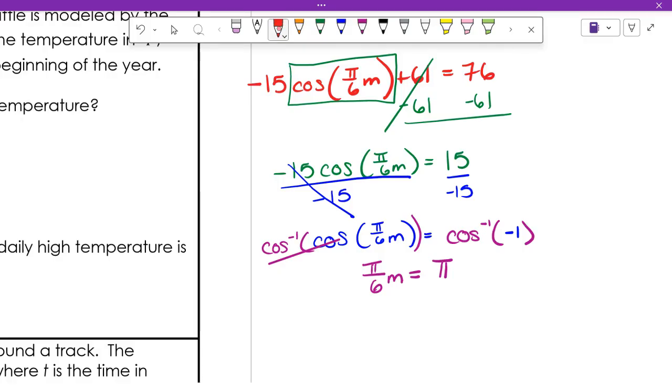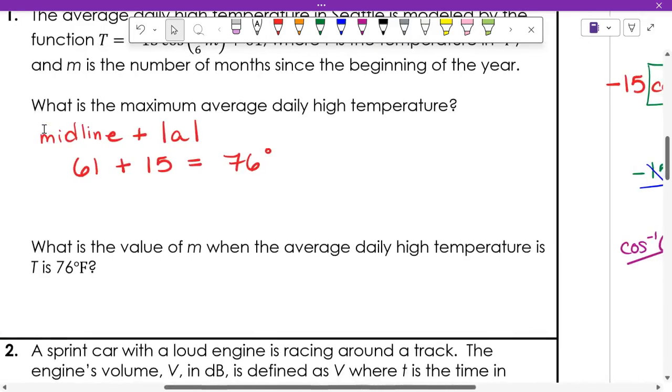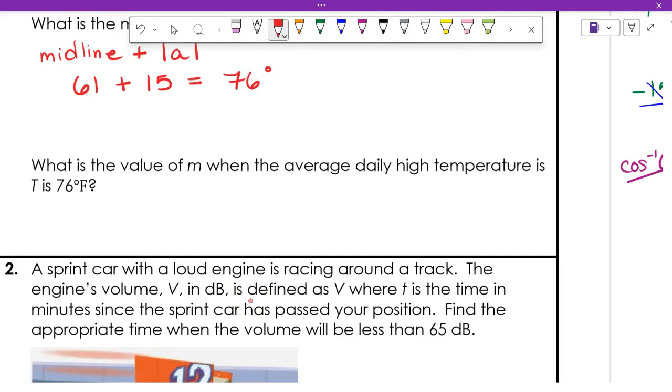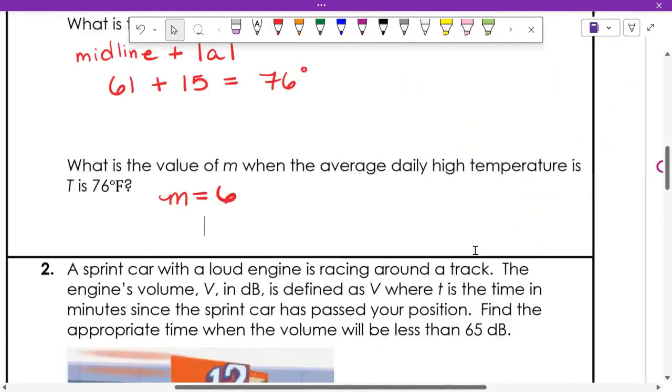Okay, so now I can go ahead and take this information and solve for M. So I would go ahead and get rid of the pi over 6 by multiplying by the reciprocal, 6 over pi, to both sides. And when I do that, that cancels, and I get M is equal to 6. And so that's telling me that this happens when M is equal to 6. Well, in context of the problem, M is the number of months since the beginning of the year, so it's saying it happens in June. The average daily high temperature in Seattle happens in June if all of this is correct. So value of M equals 6. That's what we found over here by doing this math, okay?